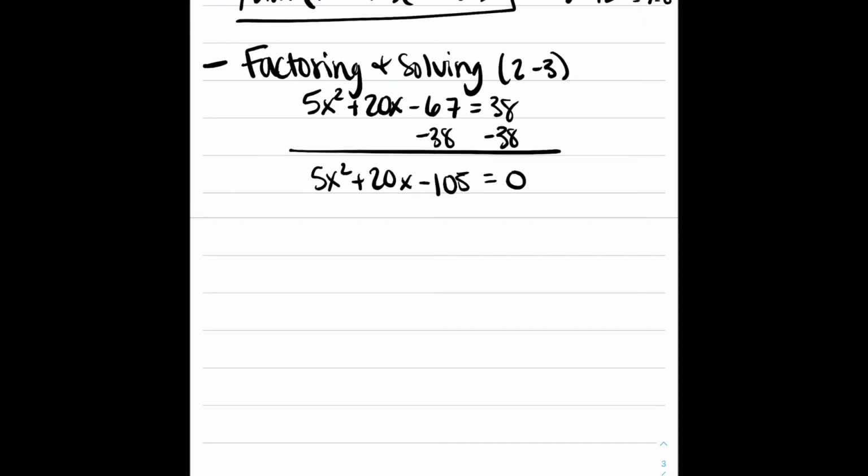So I can factor out a 5 from all 3 pieces. And I'll be left with x squared plus 4x minus 21 equals 0. So I want to think about what two numbers multiply to give me negative 21 and add up to give me 4. So I need a negative and a positive. I'm going to go with 7 and 3.